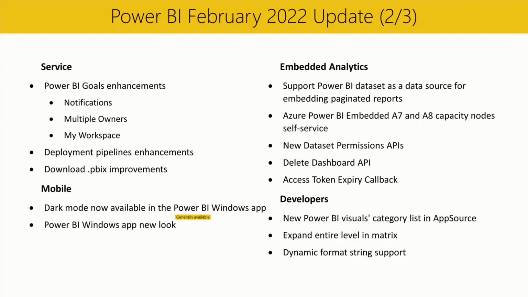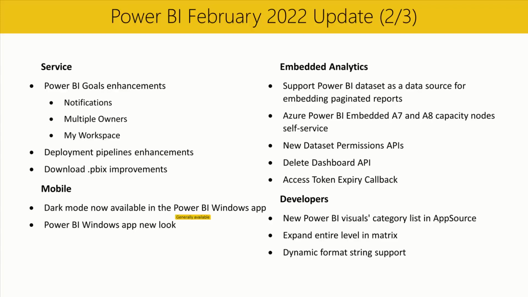Next, Azure Power BI Embedded A7 and A8 capacity nodes are available in self-service. A7 is like the P4 capacity node, carrying 64 vCores and 200 GB of RAM. A8 is like the P5 capacity node, carrying 128 vCores and 400 GB of RAM.